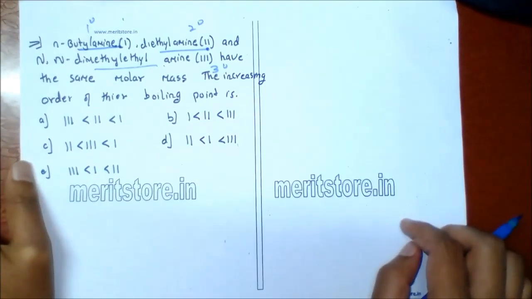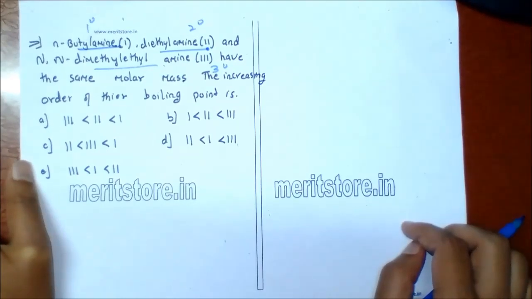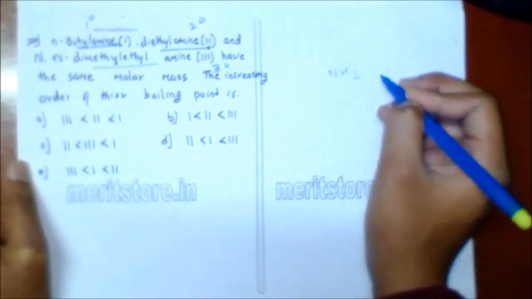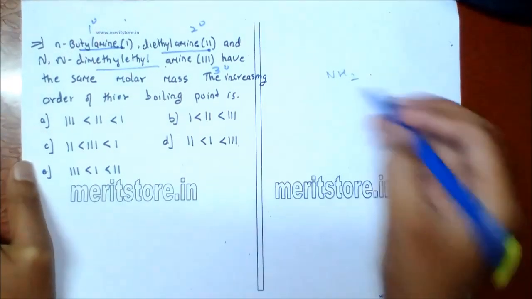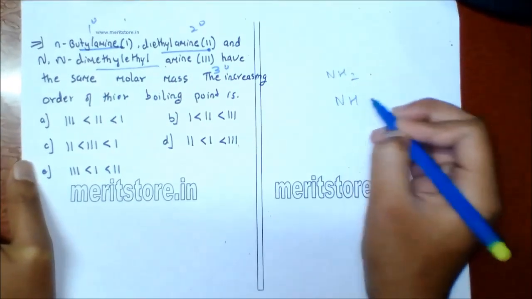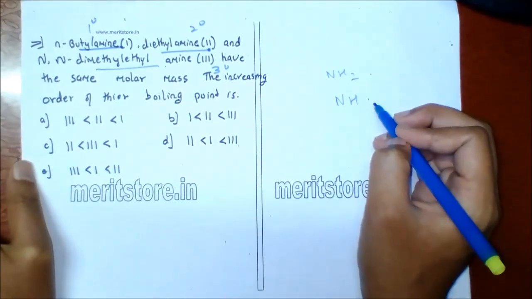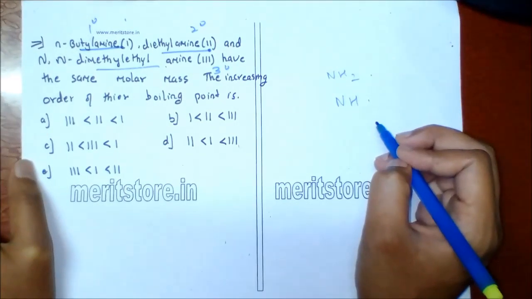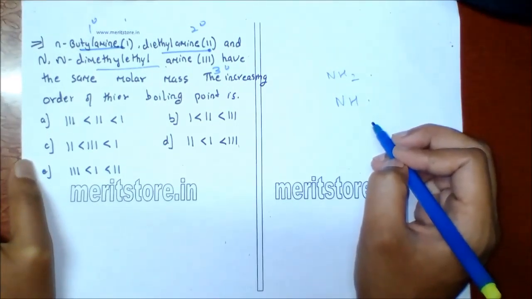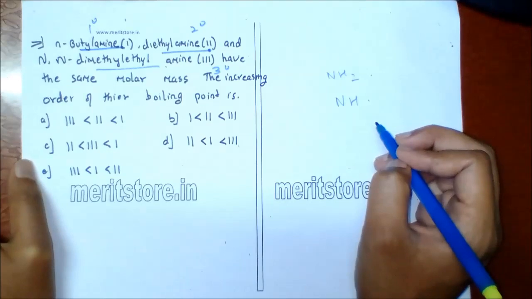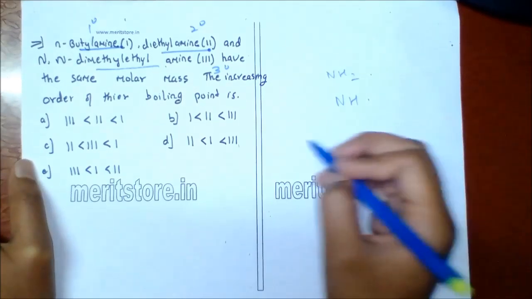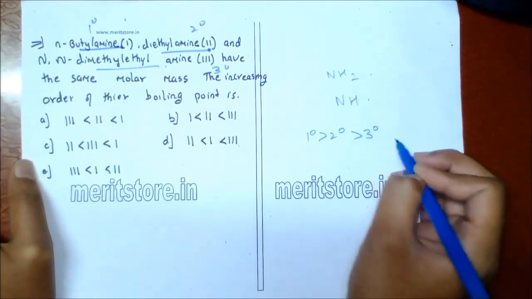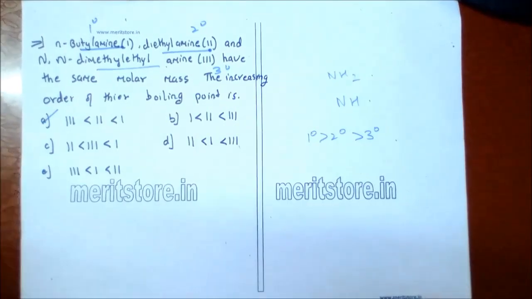Primary amine has 2 hydrogen atoms available for hydrogen bond formation, while secondary amine has 1 hydrogen atom for hydrogen bond formation, and tertiary does not have any hydrogen atom to form intermolecular association. Thus the order of boiling point for isomeric amines is tertiary, secondary and primary. So option A is the correct answer.